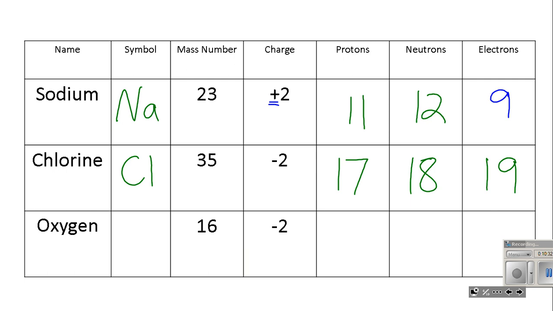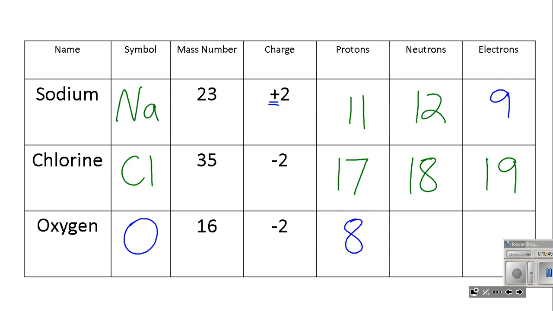Okay, the last one of these examples, and then you're going to work to finish this off on your own for a few minutes. Oxygen. Symbol is O. We have a mass of 16, a charge of -2. We go look on the periodic table.